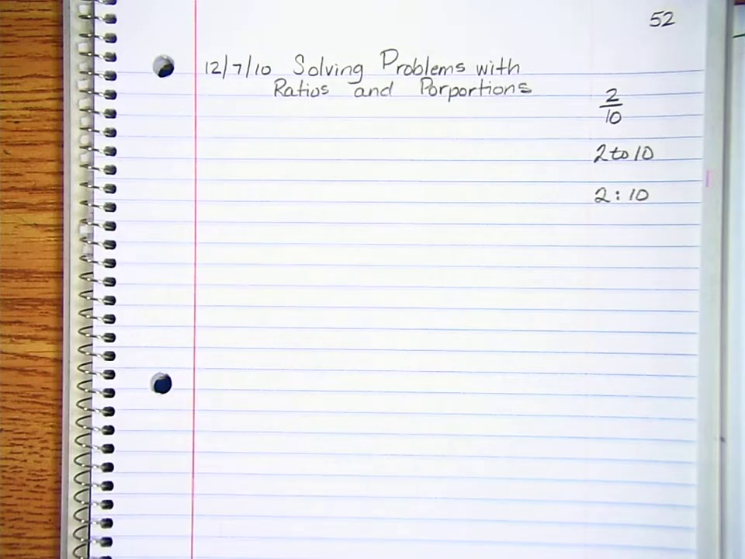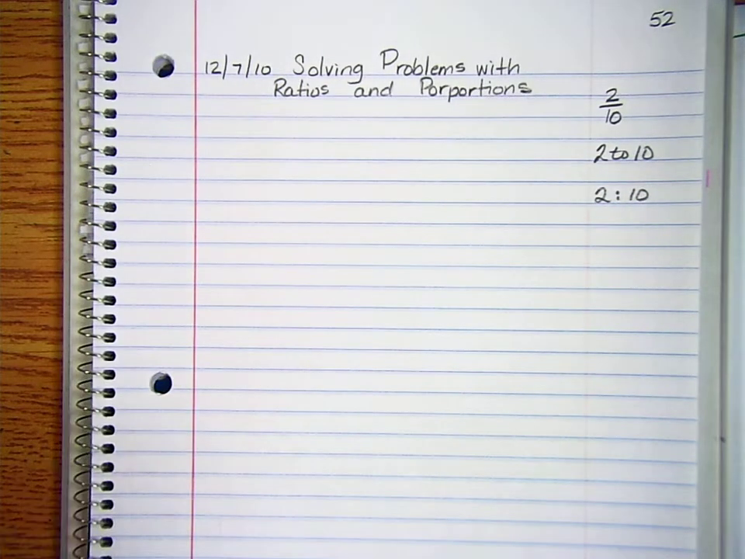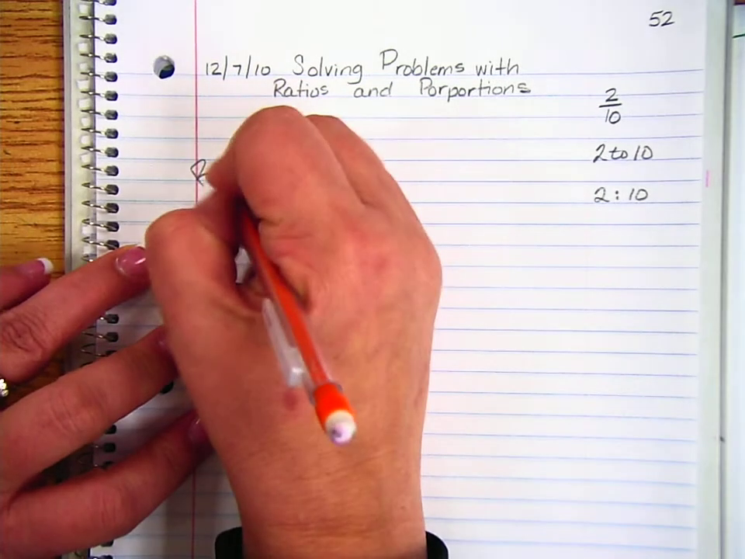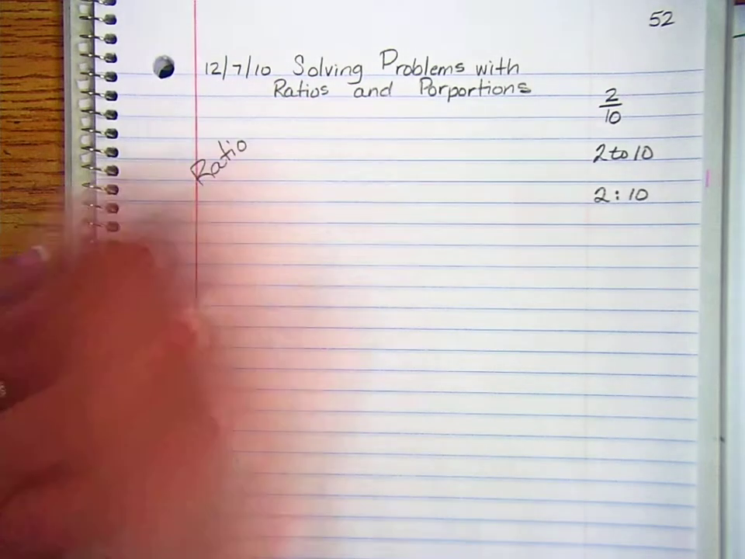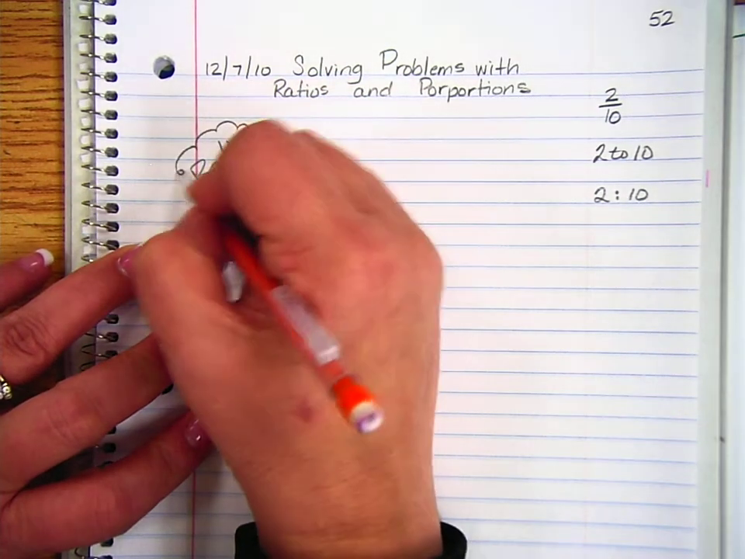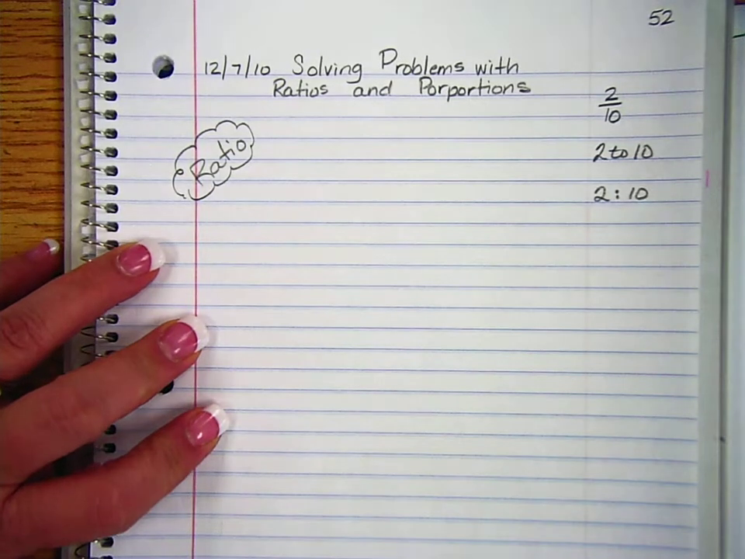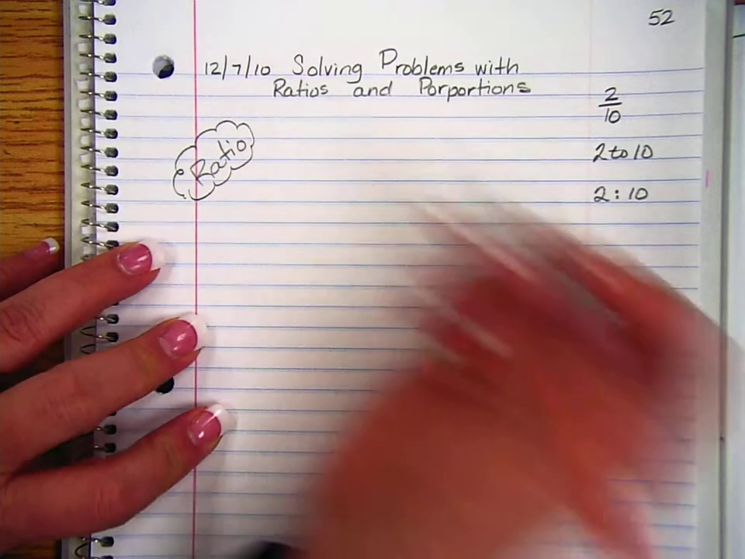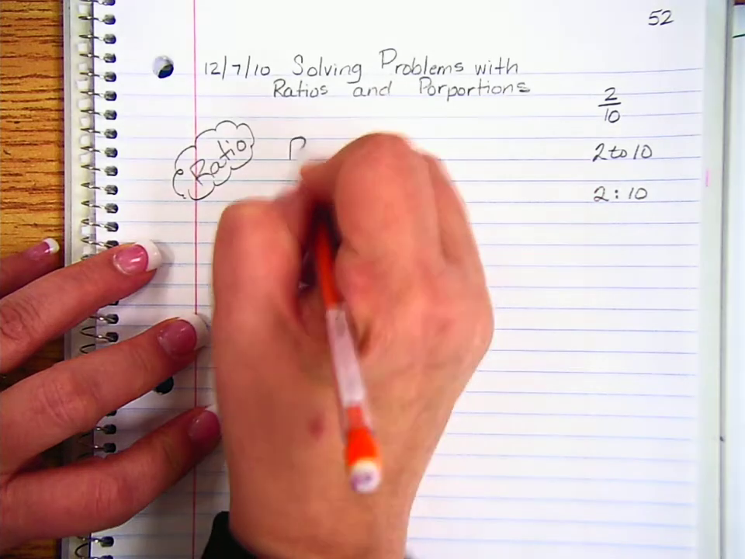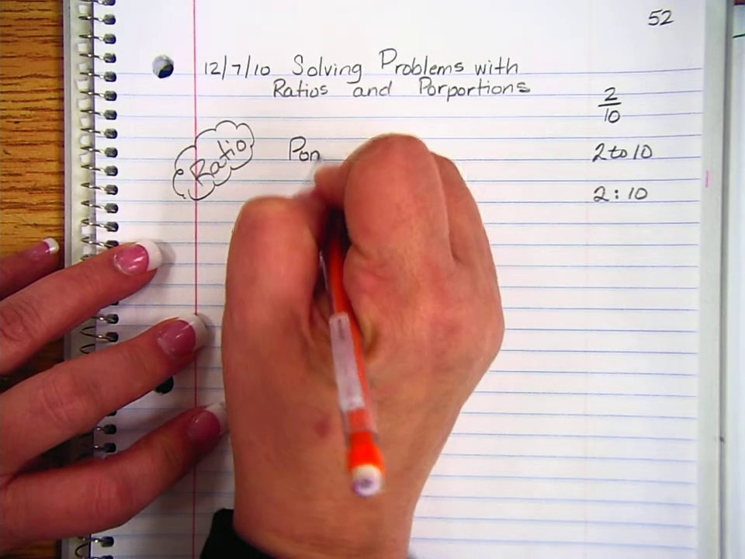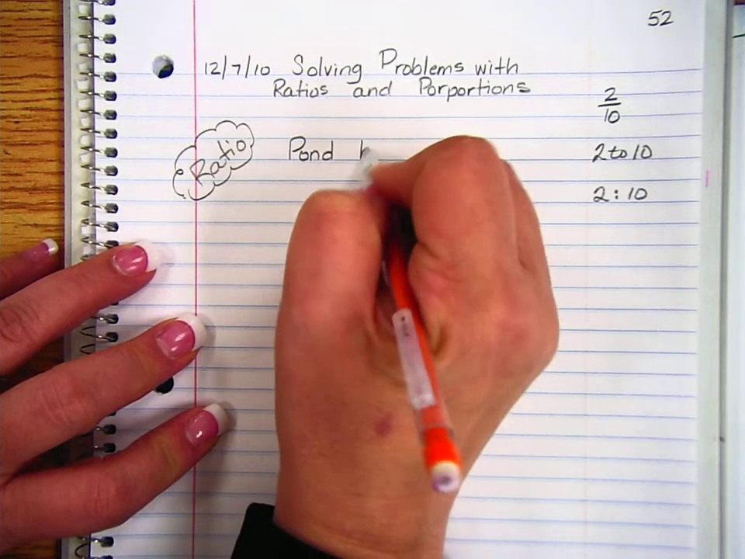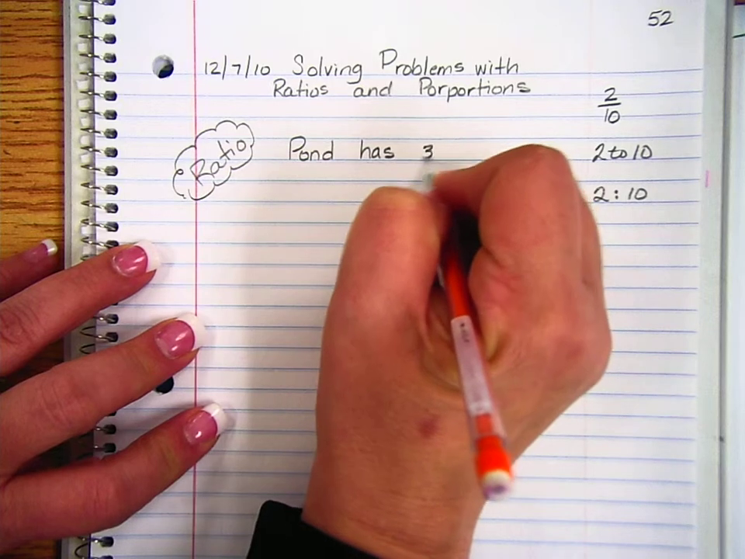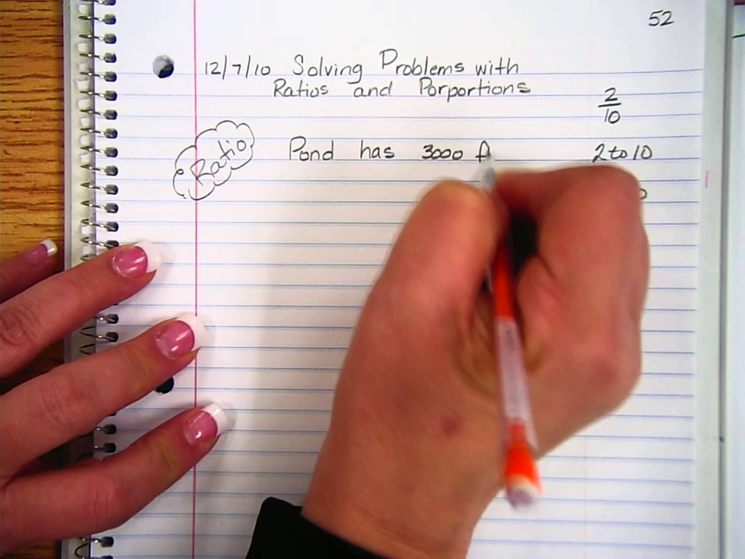All right, for a ratio problem, I'm going to start out with a situation. You can just write ratio on the side, put a balloon, whatever helps you to see that. Let's say we have a fish pond, and somehow, some way, we know that there are 3,000 fish in that pond. Let's write down what we know. Pond has 3,000 fish.